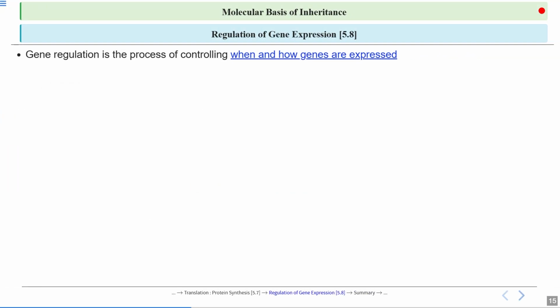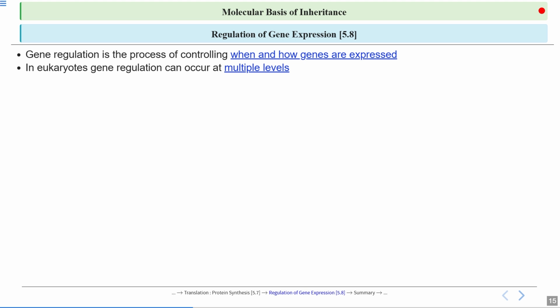So now we come to the next section, 5.8, regulation of gene expression. Gene regulation is the process of controlling when and how our genes are expressed. So what is gene regulation? It is a process which controls when and how our genes are expressed. At what time the genes are going to be expressed, and under what conditions a gene has to be expressed, all this is considered under gene regulation.